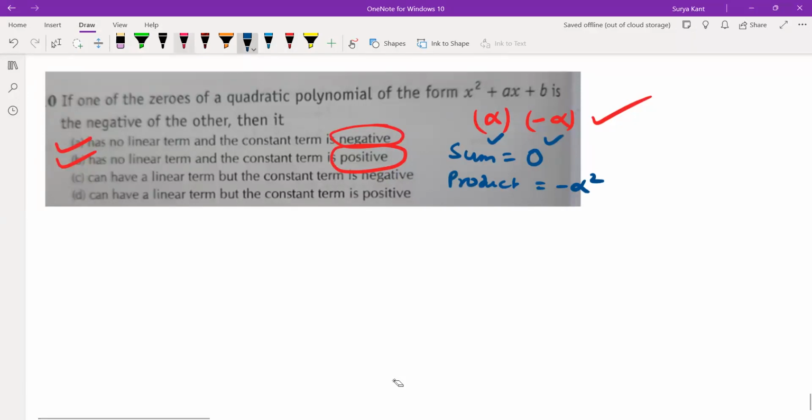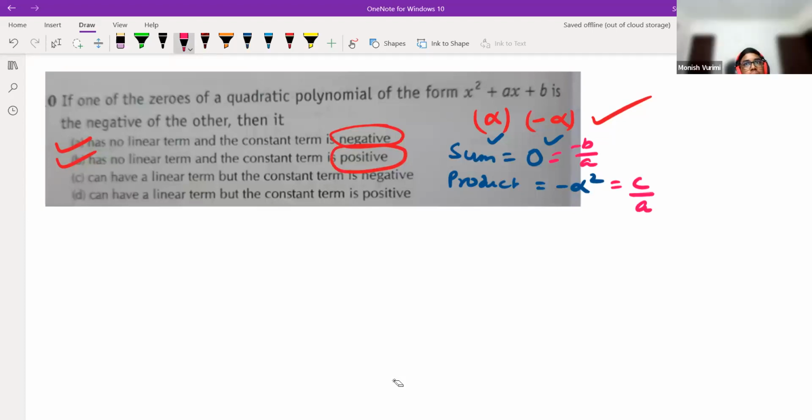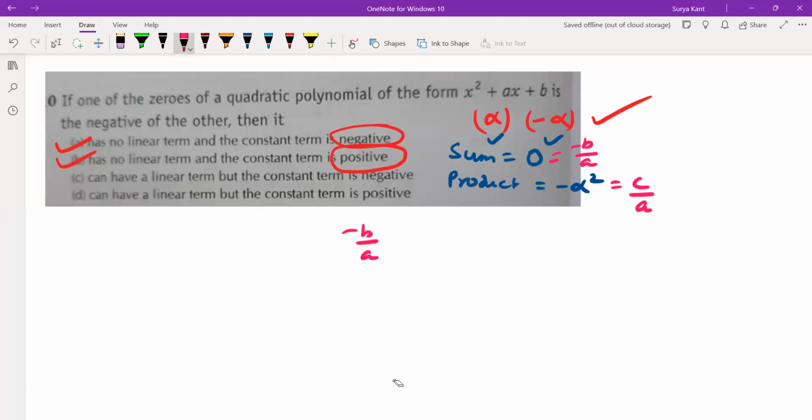And some formula also we know, right? What is the sum formula? Minus b by a, correct? And product is c by a. All of you know this much. Yes, sir. So sum is minus b by a, product is c by a. Sir, but there is no C variable in this quadratic polynomial. So minus b by a is 0. We got minus b by a is 0, and c by a is minus alpha square.